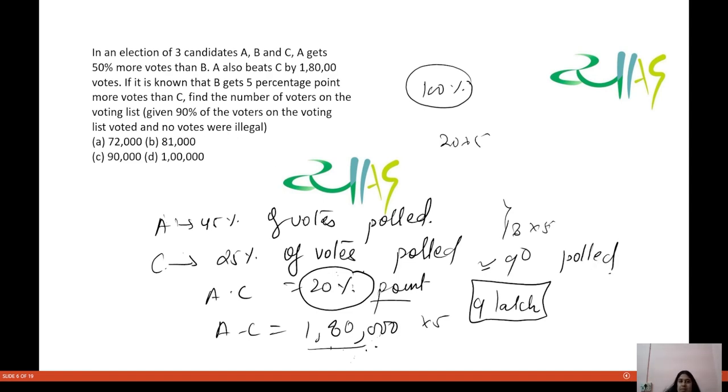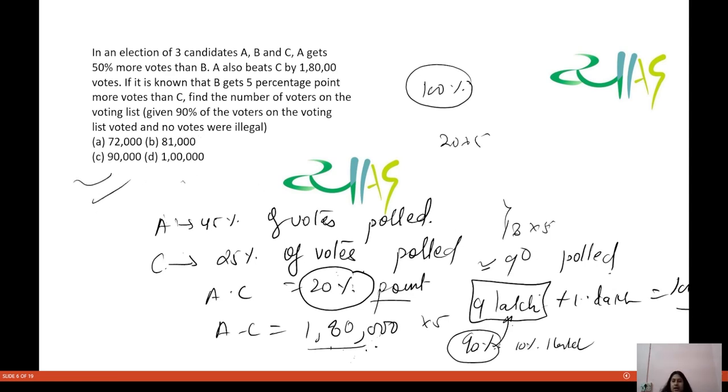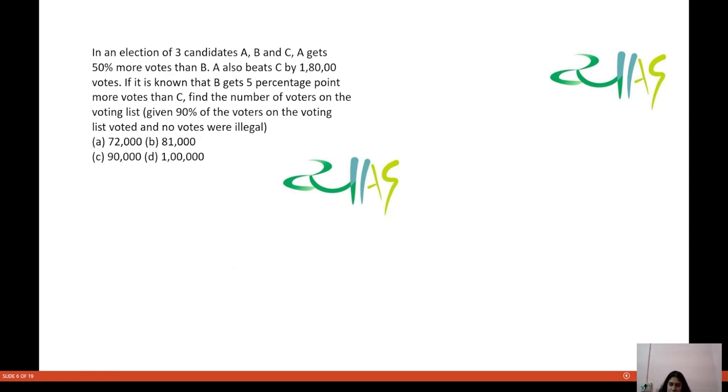And 10% did not go for voting. So this is 90%. If 9 lakh is 90%, so what is 100%? 90% is 9 lakh, that means 10% is 1 lakh. So total vote is how much? 9 plus 1 lakh, that means 10 lakh. So this is how you get this answer. I hope everybody understands this. Now let's move on to the next question.